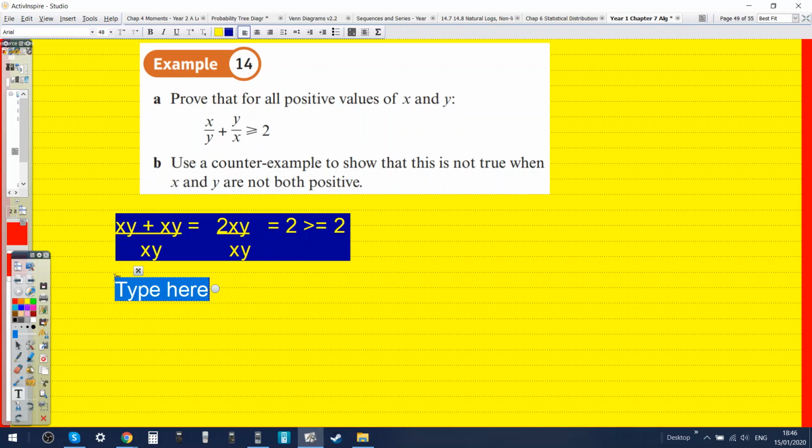Wait, what am I meant to type in? Let's say x. Oh, hang on. X can't be 0 because then you'd be dividing by 0. Yeah, because it said maths error. To show this is not true when x and y are not both positive. Let's say a half and minus 1.